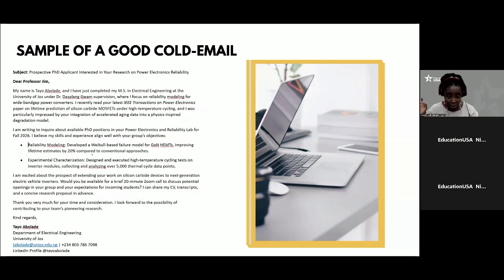You can ask about money. Do you have money to fund me next year? No, you asked about PhD positions for the next academic year. And you've literally talked about the work that they're doing right there in the department at this point in time, how excited you are, and you're asking if the professor will be available for like a 20-minute Zoom call for you guys to discuss potential openings in this group.